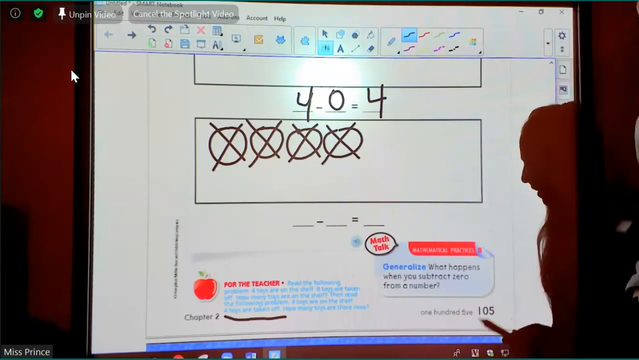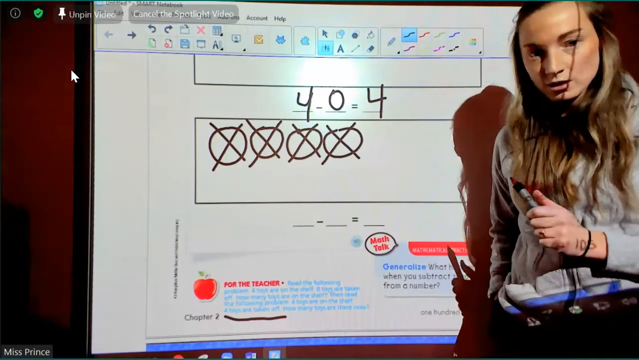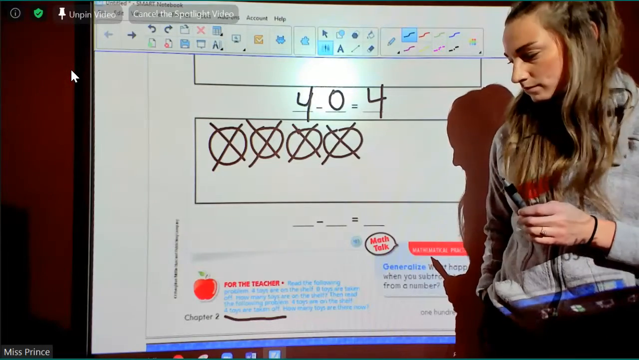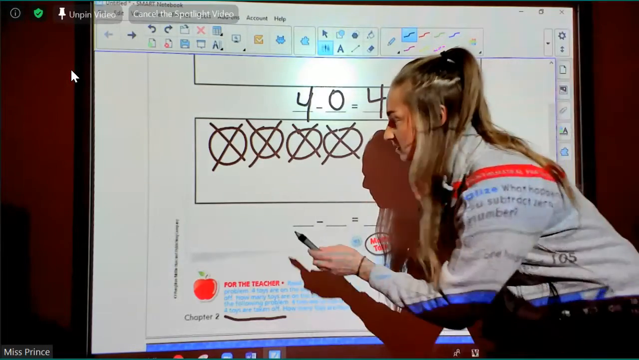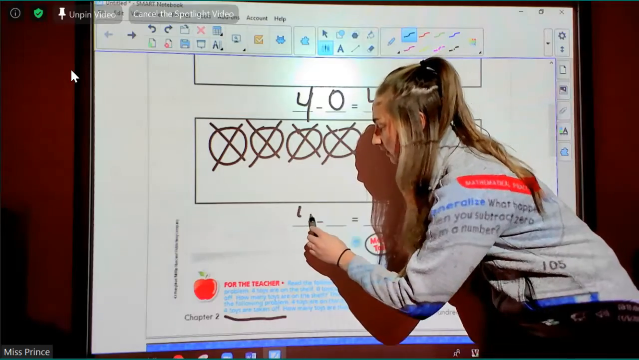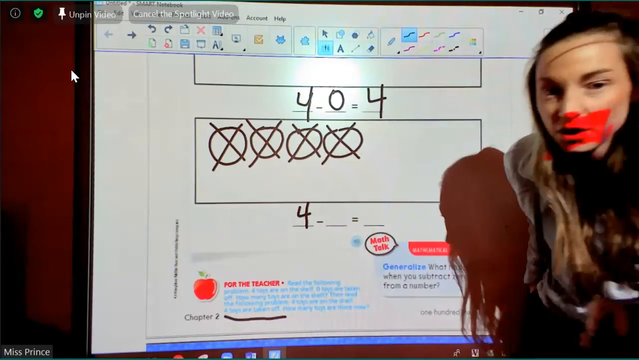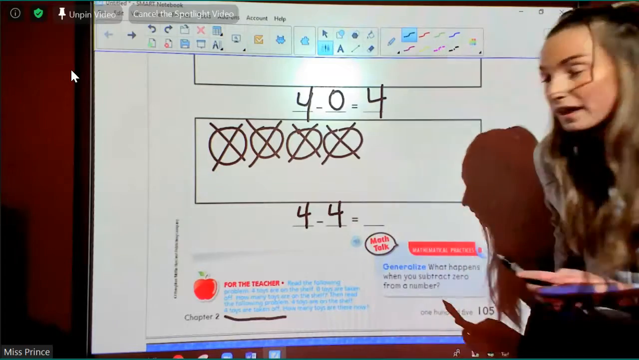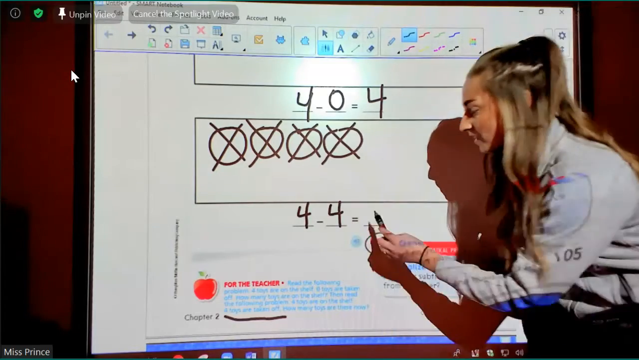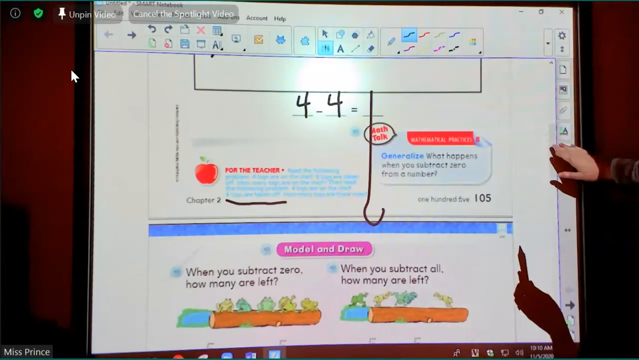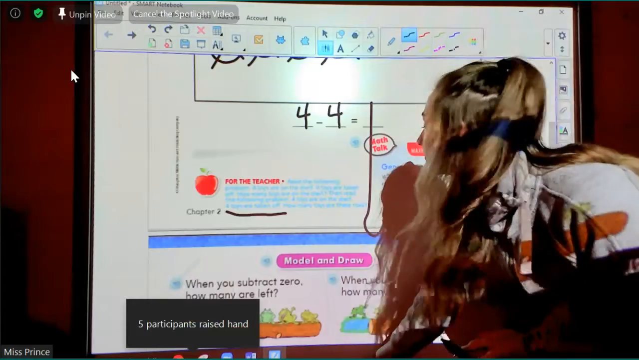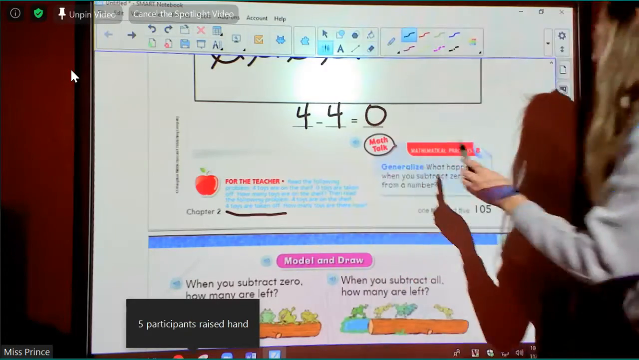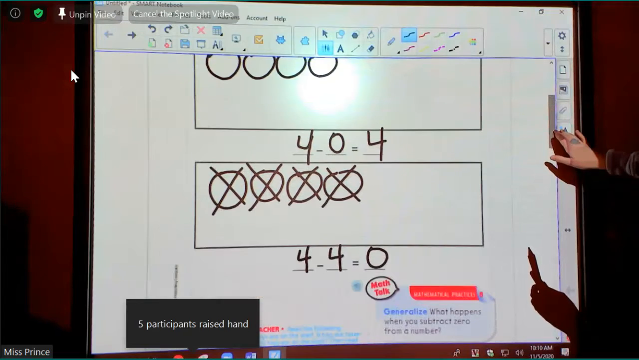Now, Jose, if I took away 4, how many toys are still on the shelf? 0. So this time, I started with 4 again. But this time, I took away 4. Do you see how I crossed them out? So I took away 4. Now, Jose says I don't have any left. So now, I have 0 left.